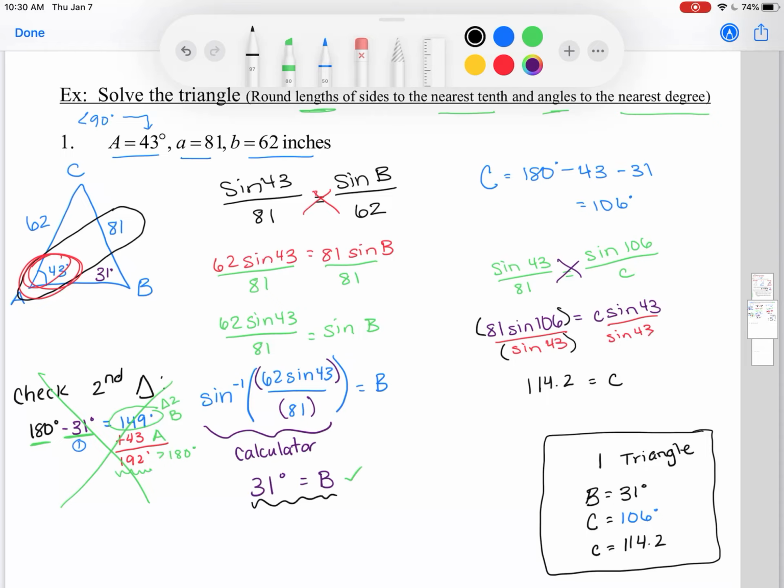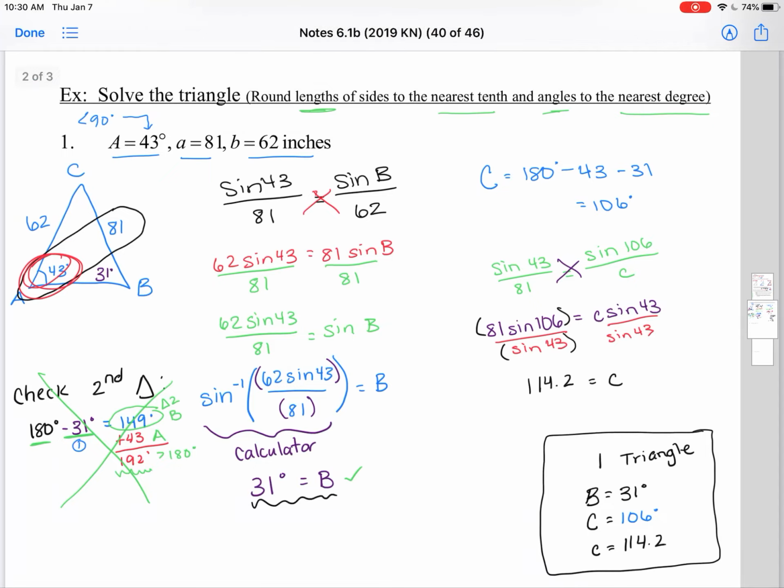All right, so again, we have one triangle option. And my answers to that triangle are 31 degrees, 106 degrees, and 114.2 labeled as my C length.